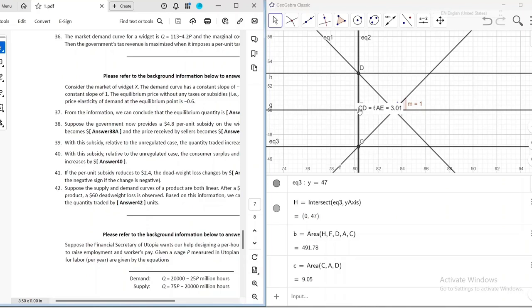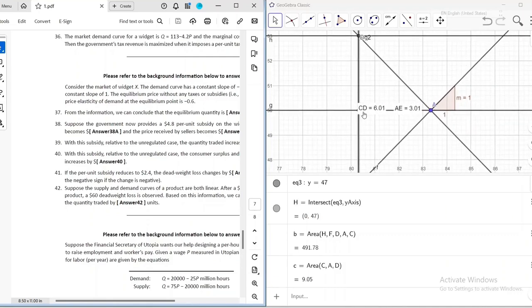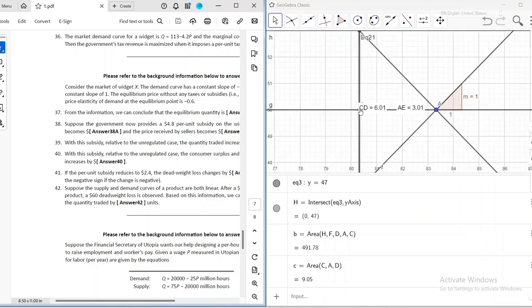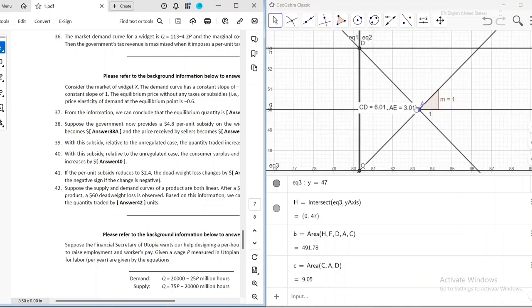Now, in order to calculate the area of this triangle, you have the formula 1/2 times this length, right? This length A up to this point. This point is not visible clearly. So from A to this point times CD, the length of CD. That's the area of deadweight loss.